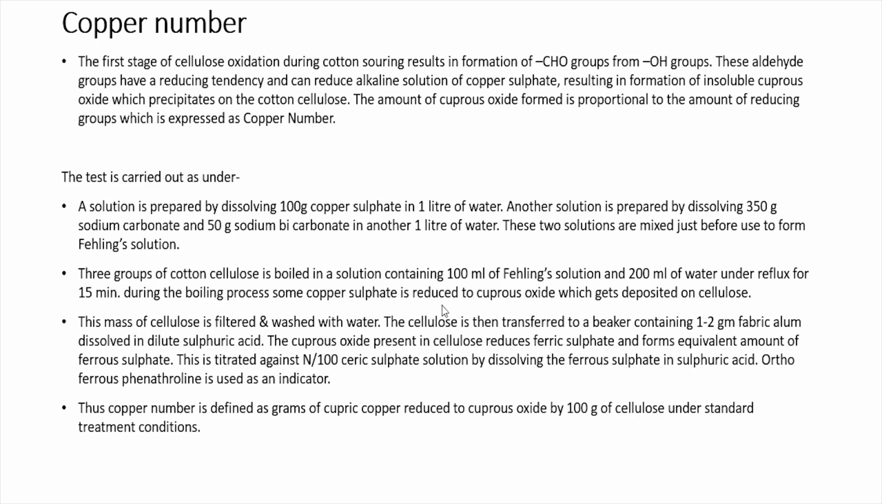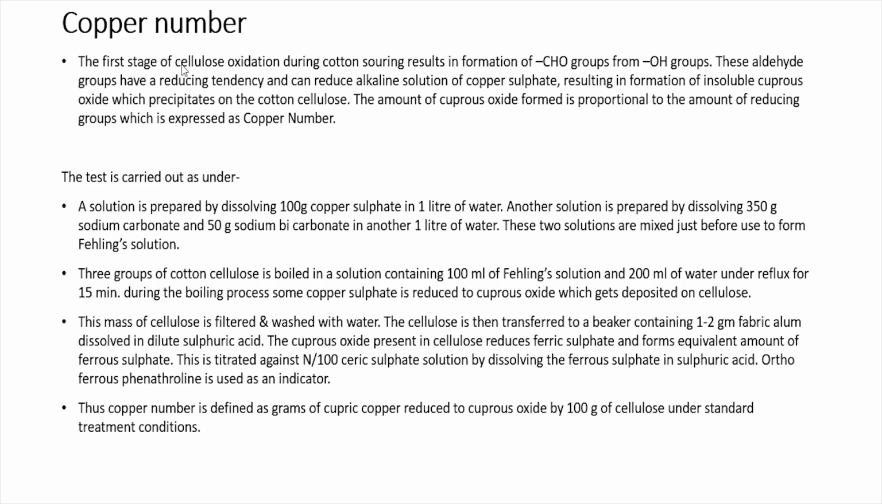And you can also assess the damage of cotton. So that is another assessment for bleaching. The copper number denotes the formation of oxycellulose.